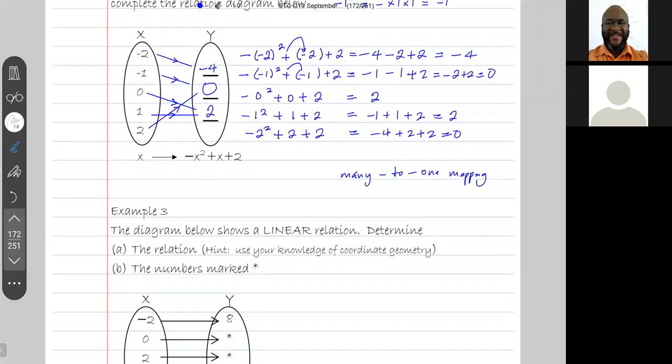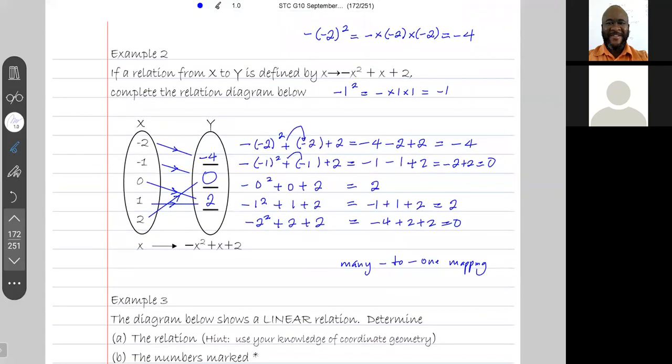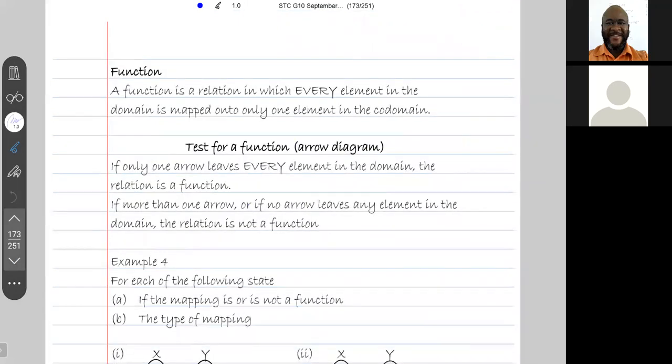All right, so you guys can have a look at it. Let me see if there's another one, but I'm not going to do 3. So fine.